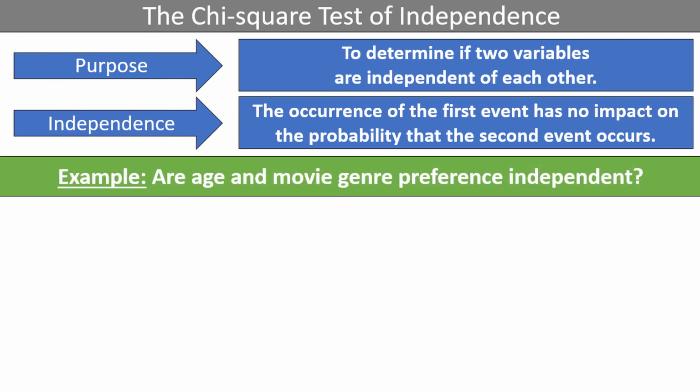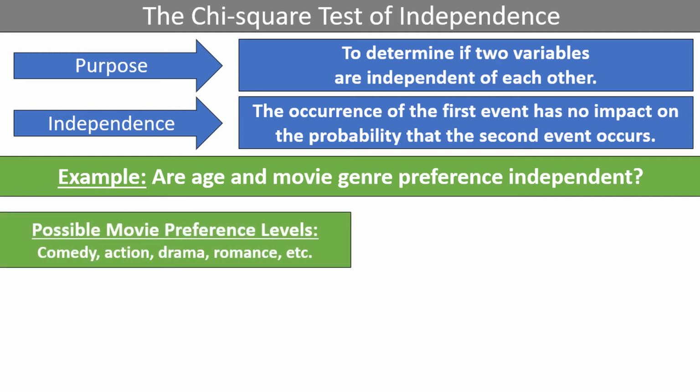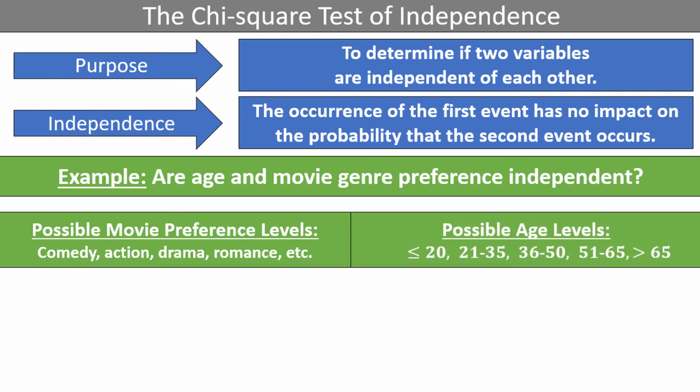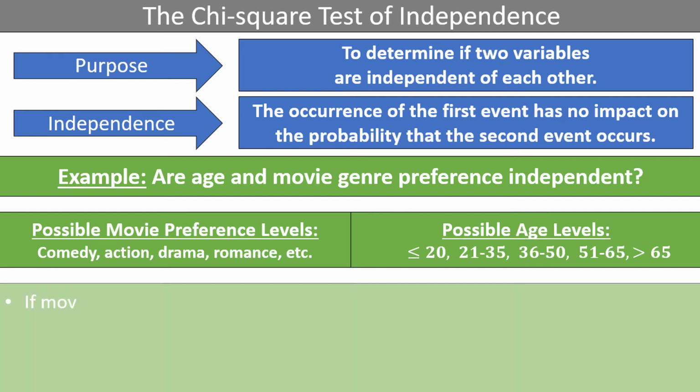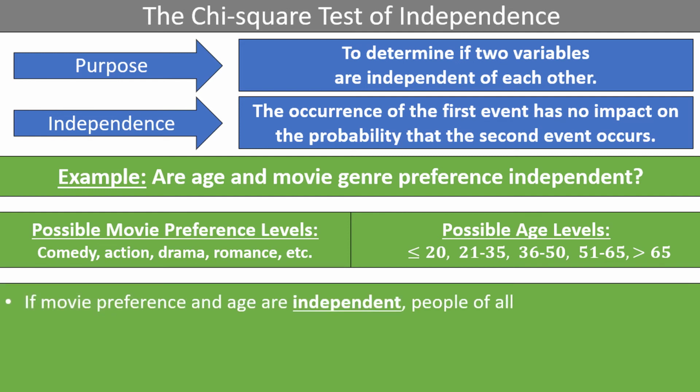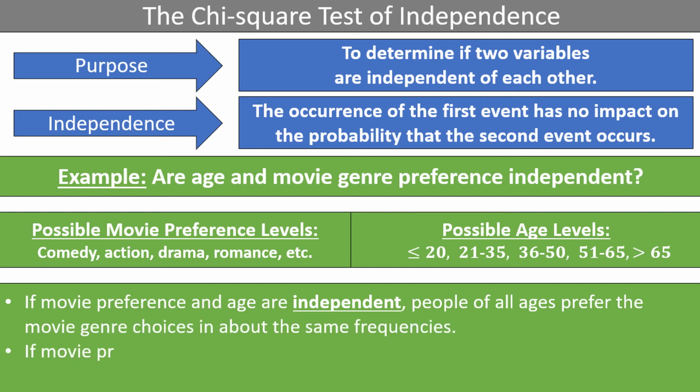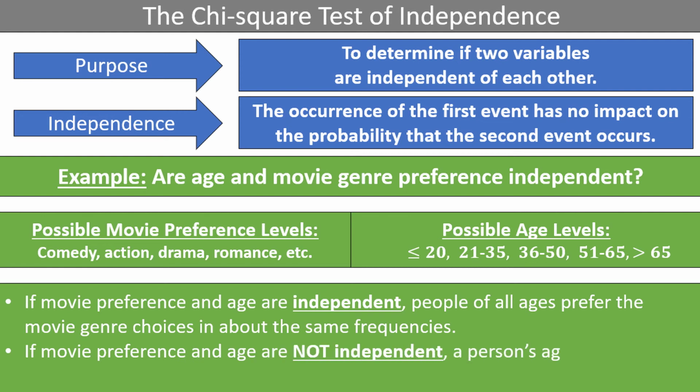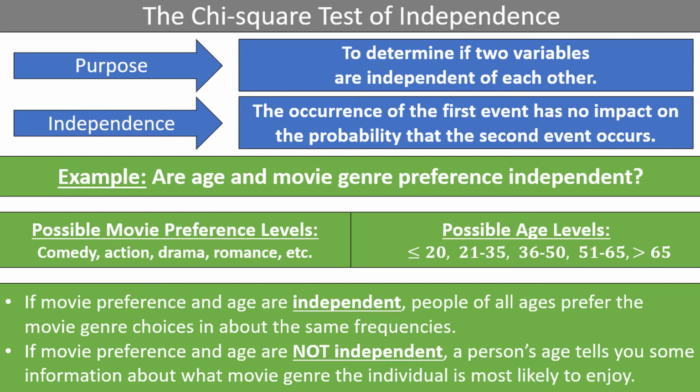For example, we might be interested to know if age and movie genre preferences are independent. The levels of movie preference might be comedy, action, drama, romance, etc., and the levels of age might be segmented as 20 or younger, 21 to 35, 36 to 50, 51 to 65, and over 65. If movie preference and age are independent, people of all ages prefer the movie genre choices in about the same frequencies. If movie preference and age are not independent, a person's age tells you some information about what movie genre the individual is most likely to enjoy.